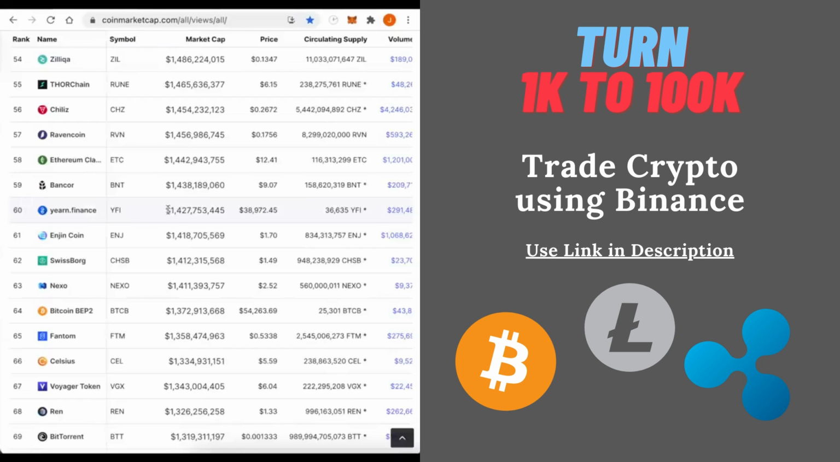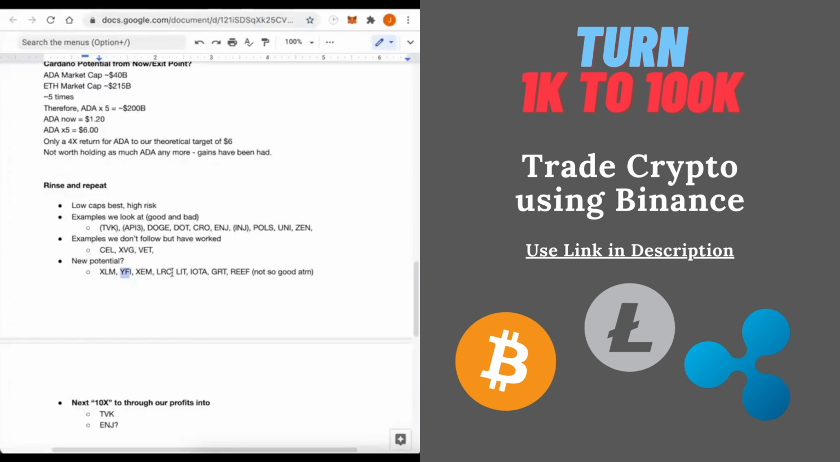New potential, YFI, 1.4 billion. A couple of the others we're looking at. Engine Coin, 1.4 billion. Sure, could probably still do a 10x, might need some time to rest. Celsius, 1.3, Voyager, 1.3, Ren, 1.3. All great projects that may still do a 10x from here. So let's keep looking at what we've got here. Lit, IOTA, Graph, and Reef. Reef is a very low cap. So these are all in the billions, whereas Reef is very much a lot lower at the moment.